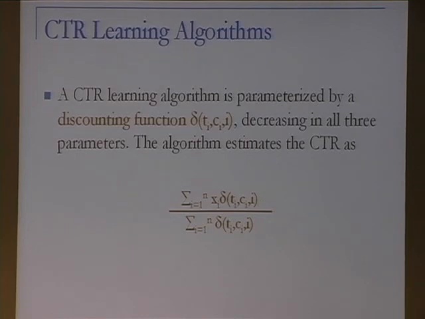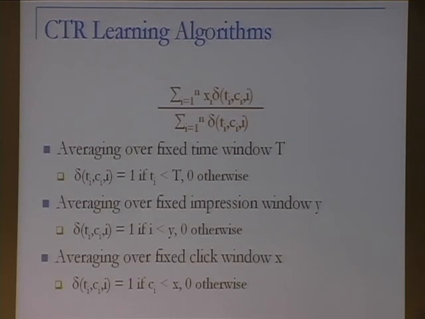The CTR learning algorithm is simply the weighted average over the impressions of the number of clicks. In this formula, you see that I can use it to express all the 3 learning algorithms I proposed in the previous slide. For averaging over a fixed time window, you simply set this discounting function to be 0 after the time Ti is larger than your time window T. And you can check that the other 2 algorithms can be represented with this kind of formula.